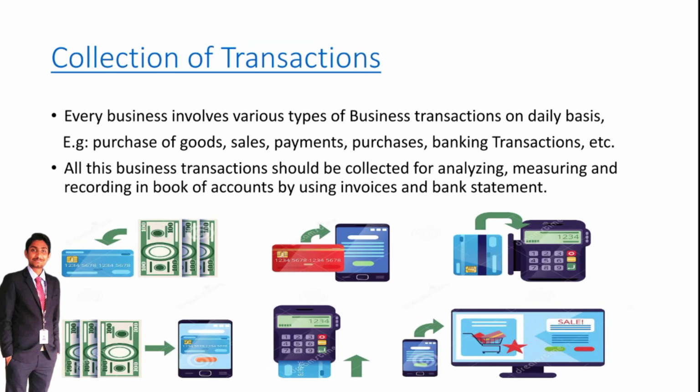The first step is collection of transactions. Every business involves various types of business transactions on a daily basis. If you have a business, a lot of transactions will happen daily, including purchase of goods, sale of goods, expenditures incurred on purchase of inventories or stationery expenses, and banking transactions and cash transactions. These are the business transactions in a company.